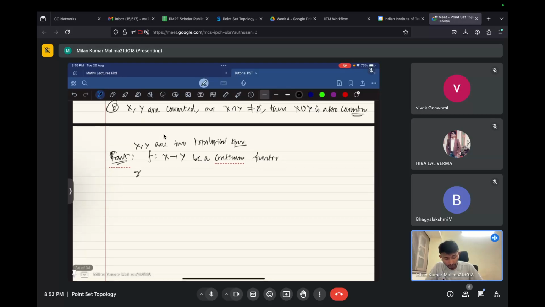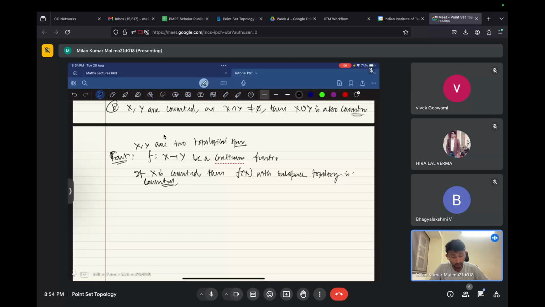If X is connected, then the image f of X with subspace topology is connected. Sorry, I said not connected, it is connected. But what you asked about, that is not correct.